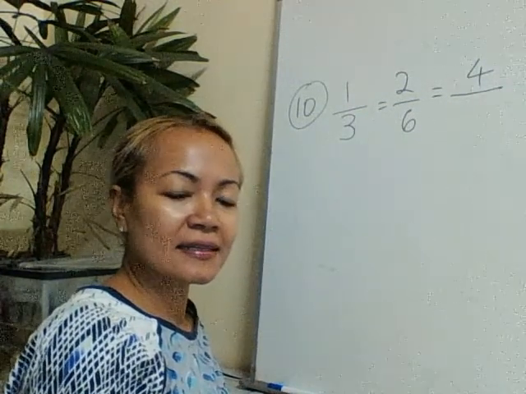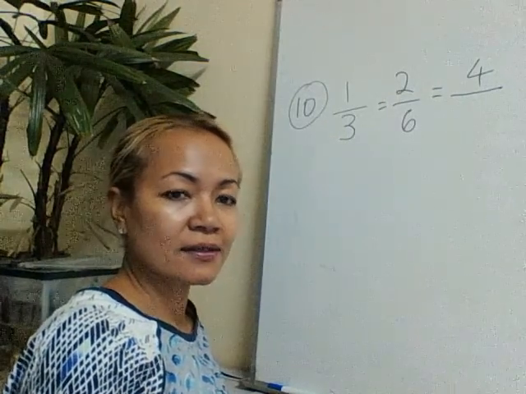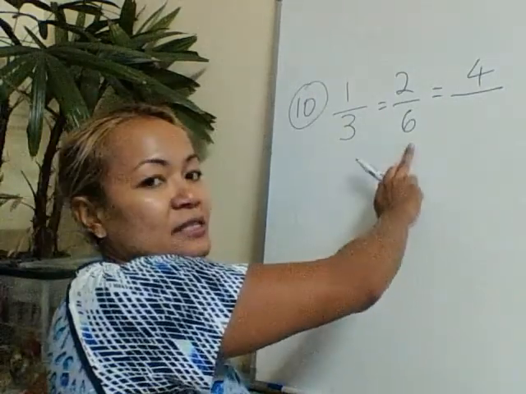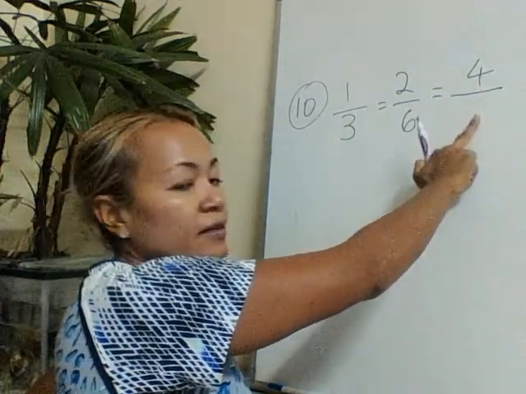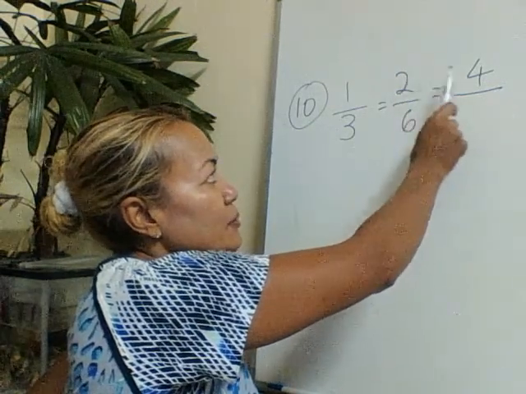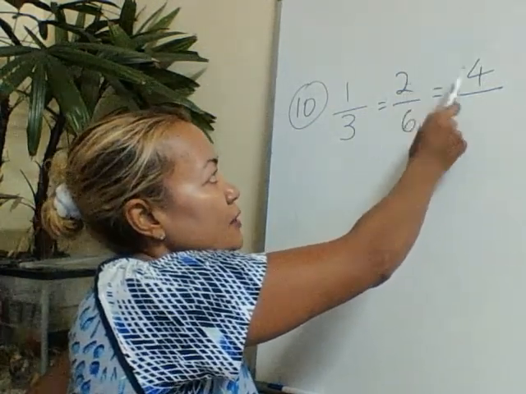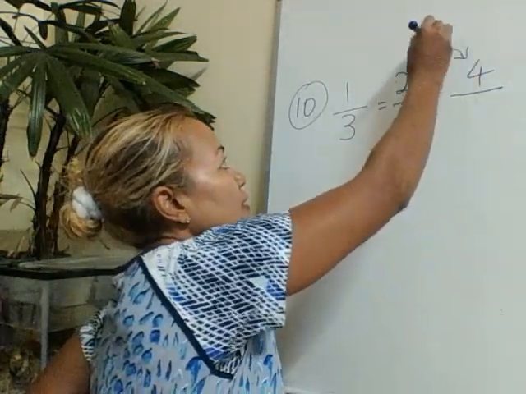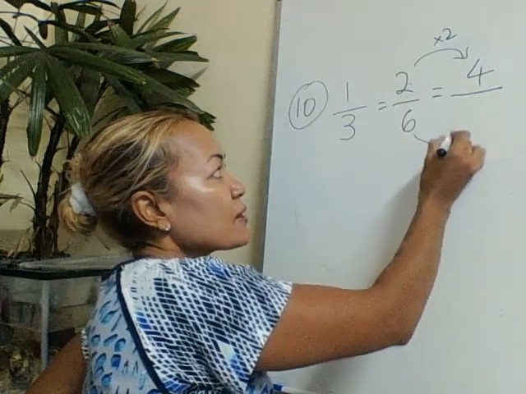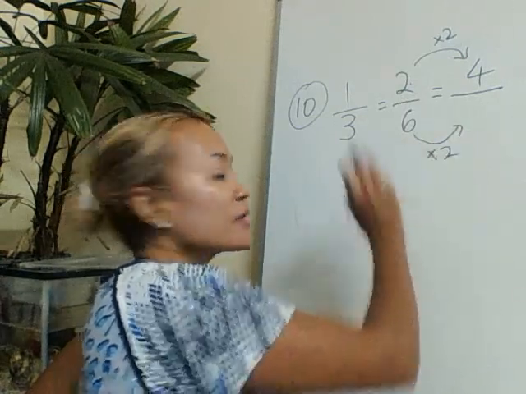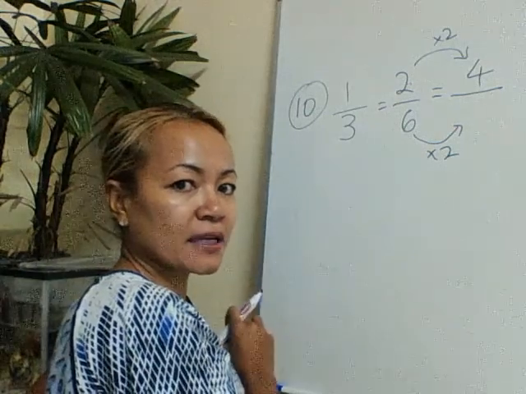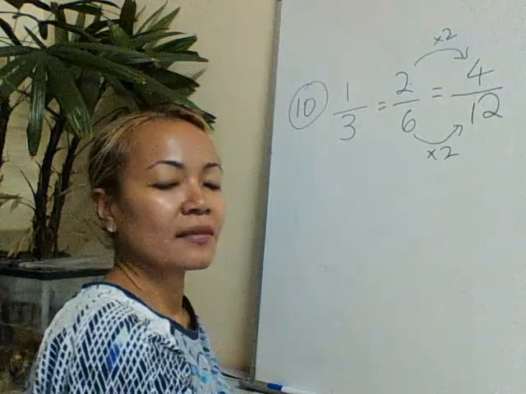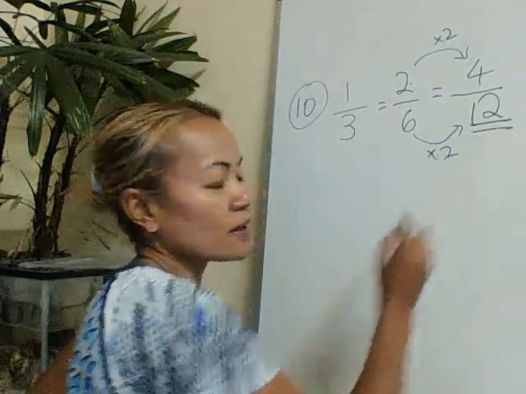Question 10 is really looking at equivalent fractions. So if you're looking at fractions like that, and if you want to find the equivalent fraction on this side, just look at this number and this number. This number, how do you get it to here? Multiplied by 2. So you've got to do the same thing on this side, multiplied by 2. What you do to the numerator, you do to the denominator. 6 times 2 is 12. So the missing number is 12.